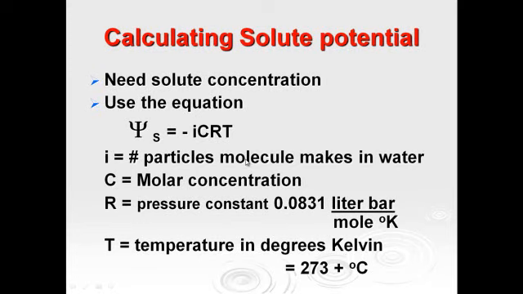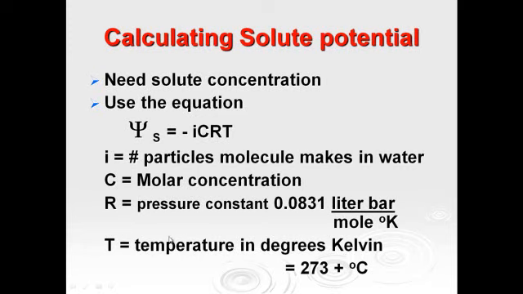Sodium chloride, which is another one that those two are the ones they often test you on, breaks down into sodium and chloride ions, and so that has an ionization constant of 2 because you form 2 different particles. So that's your ionization constant. C is the molar concentration. How concentrated are the solutes in that solution? R is a pressure constant that does not change. It's 0.0831. That's a number you're going to have to remember.